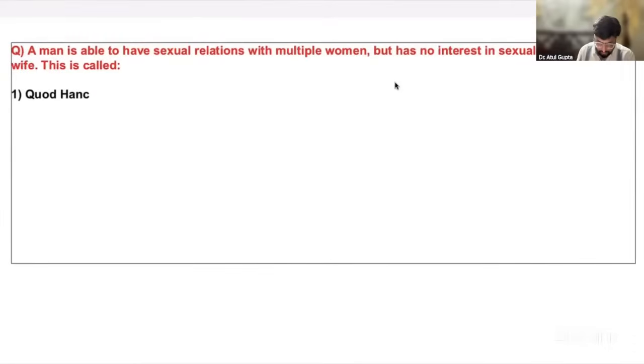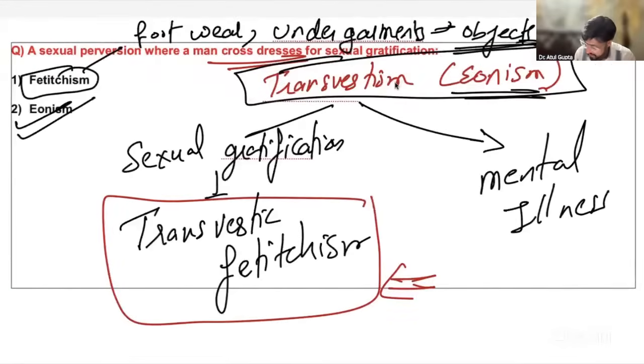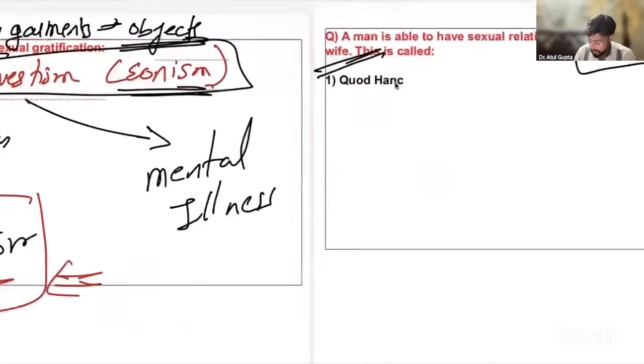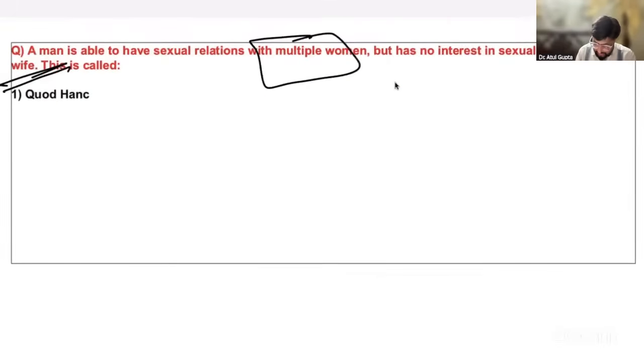And here the person can have sex with any woman but not with his own wife. So fetishism was there, but fetishism will not be the answer. Transvestic fetishism would be the answer, but it was not there. So for the second best answer, we will have to mark eonism. Fetishism cannot be the answer. Fetishism means from the objects of the opposite sex. And here the person can have sex with anyone but not with one particular woman.